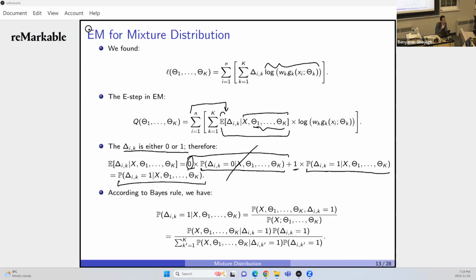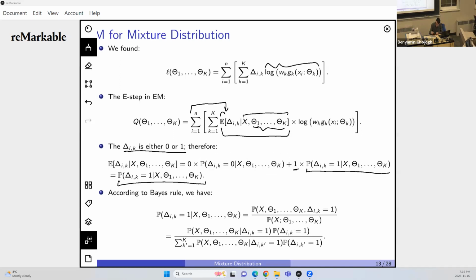I didn't understand your question. Can you explain more? The expectation given theta 1 to theta k is equal to the probability of delta ik equal to 1 given x. You only care about delta ik equal to 1, but at the beginning you assume that delta ik should be 1 or 0. Yeah, yes, exactly. So delta ik can be 1 or 0, and I have used it here. As you see, this is the first case for 0. This is the second case for 1.